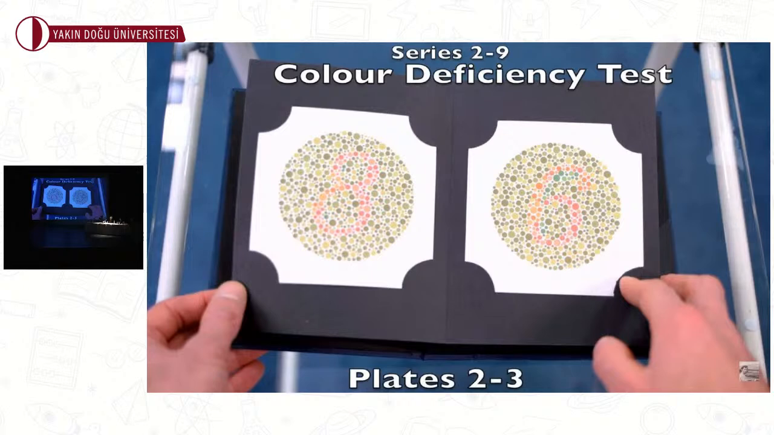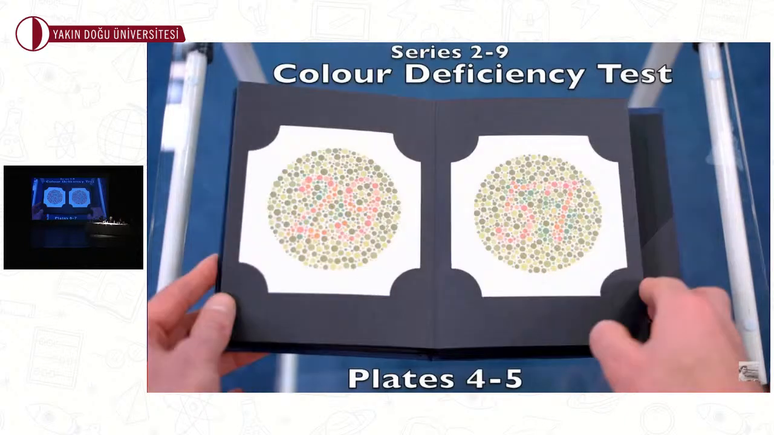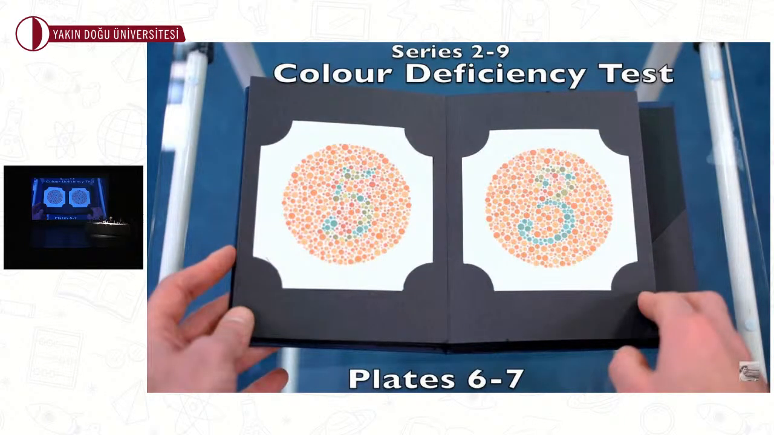Right now, what do you see? No cheating. All right, plates 4 and 5. Plates 6 and 7, please, no cheating. 8 and 9.